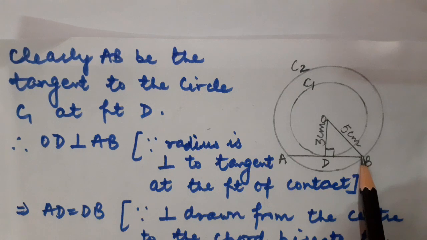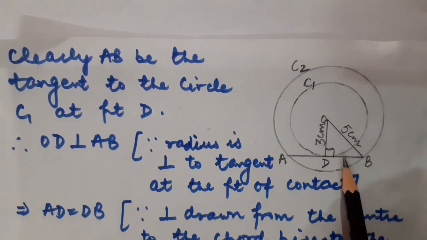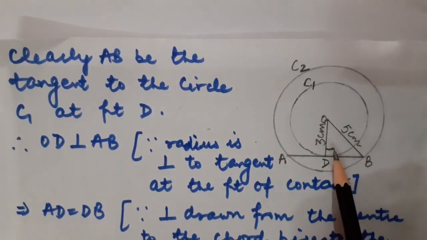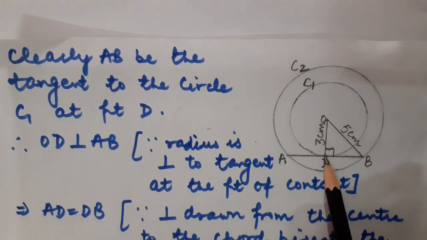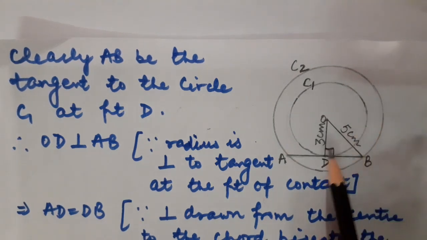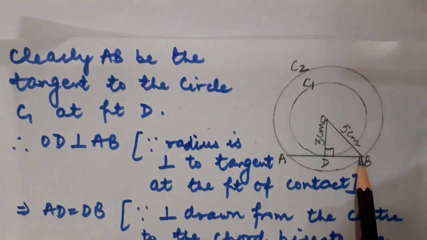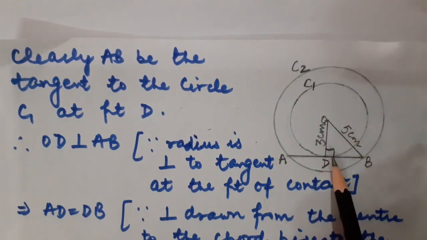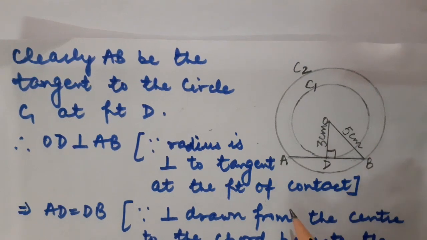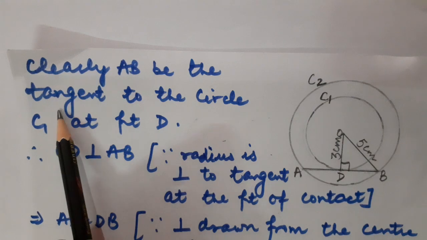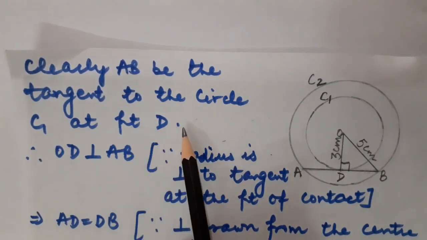But this AB is the chord of the larger circle C2, but it is the tangent for the smaller circle. Children, you can see. Here D is point of contact. Fine. And AB will be the tangent for the smaller circle. Why? Because AB is basically that line which is going to touch the circle exactly at one point, and that very point is known as point of contact. Clear, children? So here I have written clearly AB be the tangent to the circle C1 at point D.